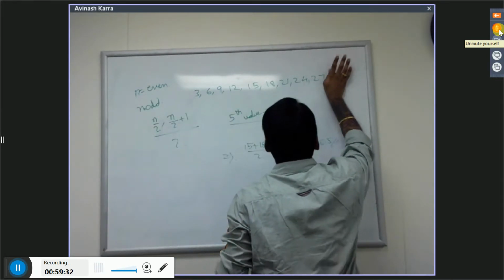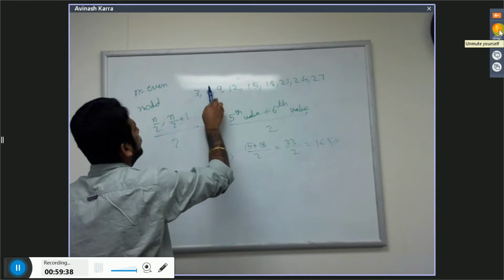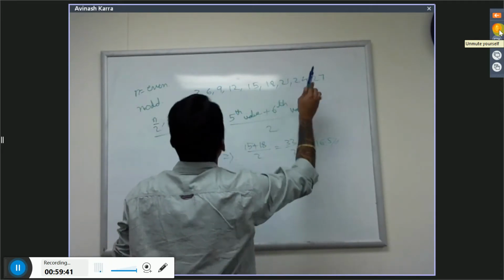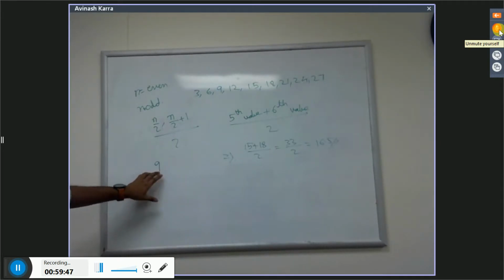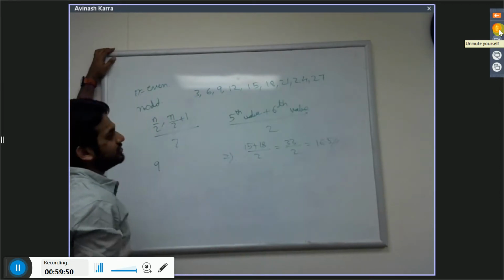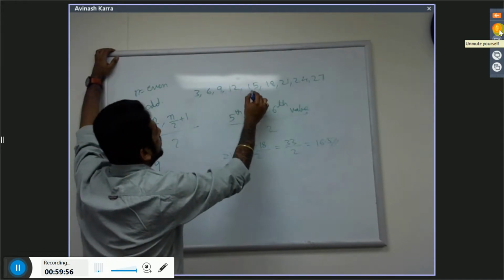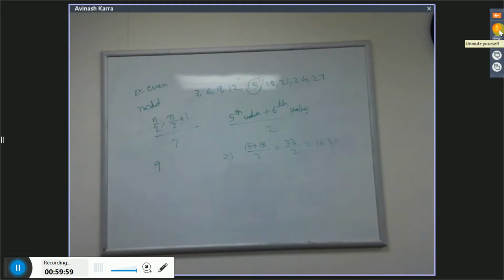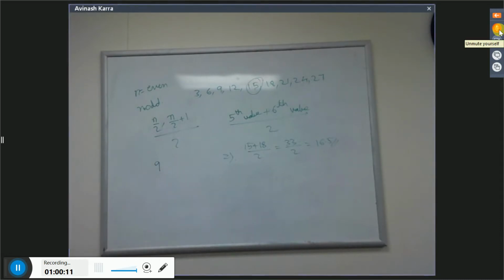Let us remove 30. Now n is odd, right? We have only 9 digits. 1, 2, 3, 4, 5, 6, 7, 8, 9. 9 digits, right? What is the middle number of these 9? The fifth value. 1, 2, 3, 4, 5. So 15 will be the average. When n is odd, 15 will be the average. Why? The middle value. Any doubts?